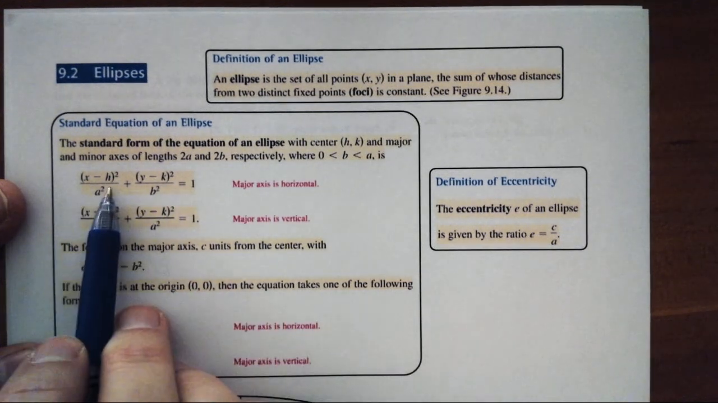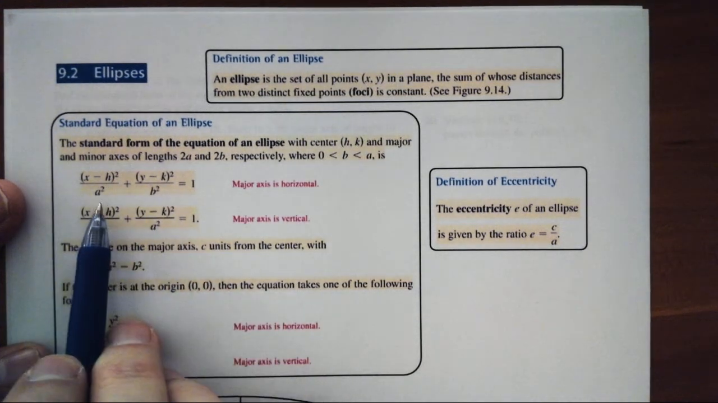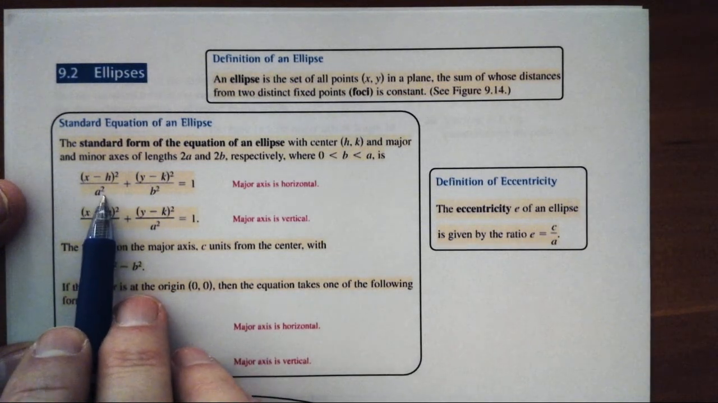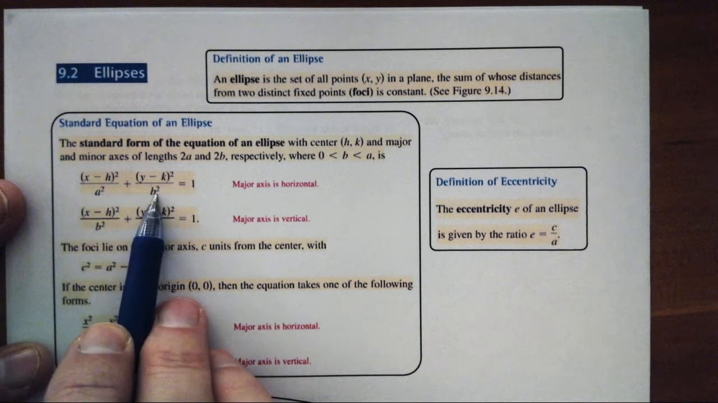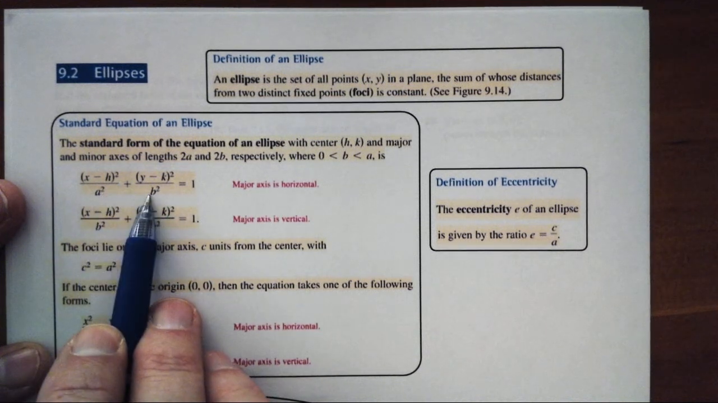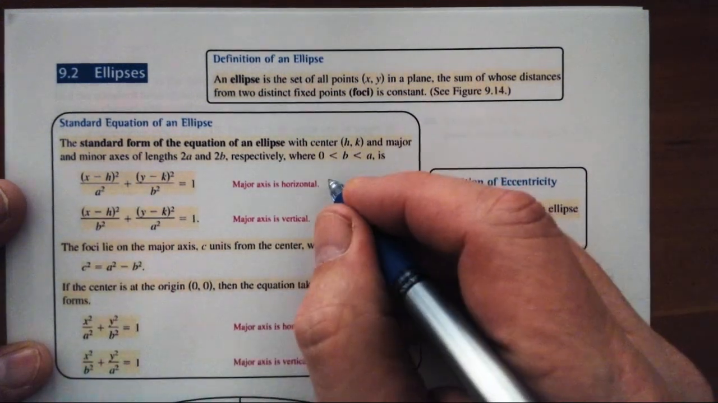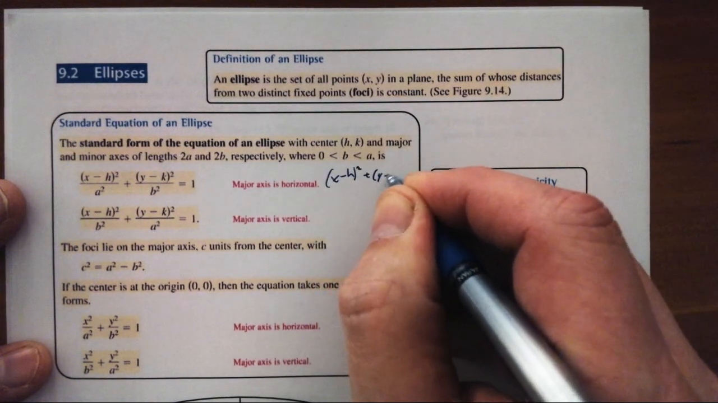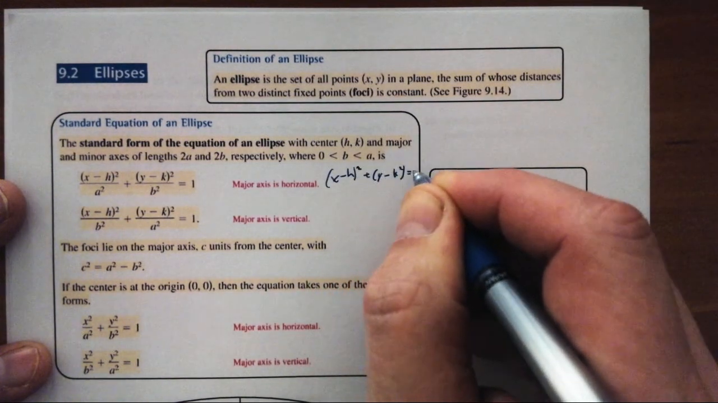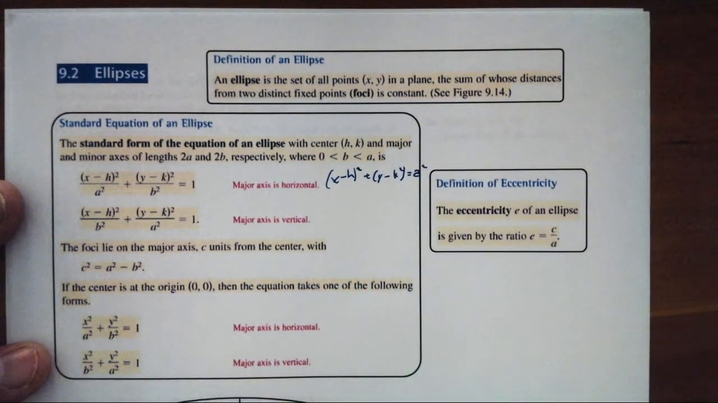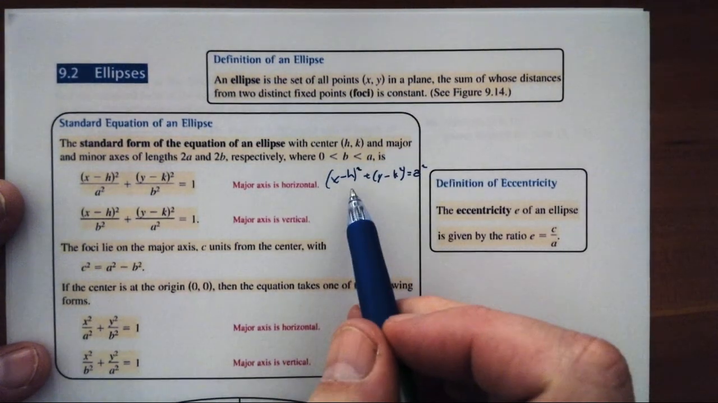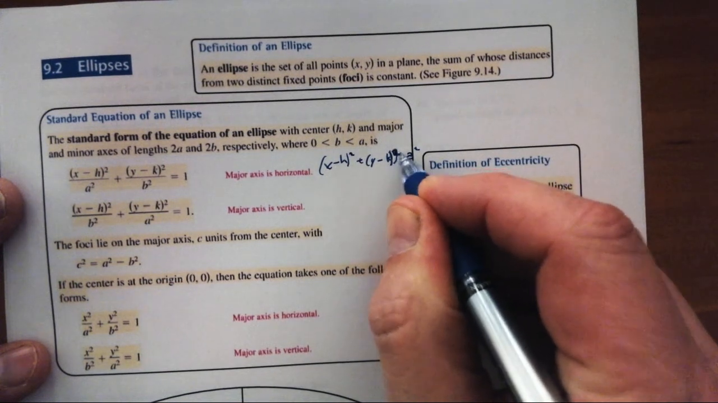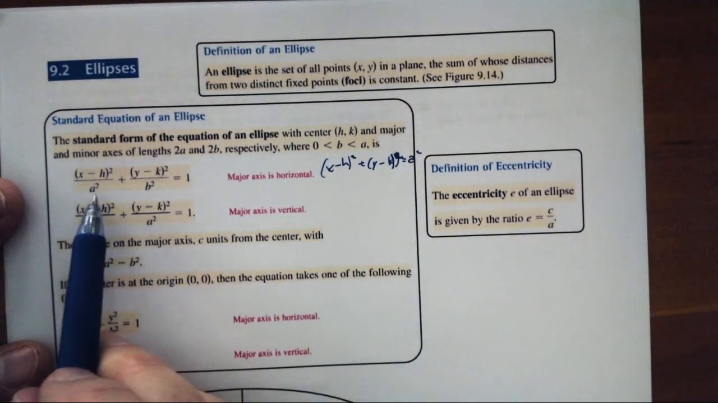It looks like this, where (h, k) is the center. If you could imagine for a moment that these were both a, and I multiplied both sides by a squared, I would get (x minus h) squared plus (y minus k) squared equals just a squared. And if we had that, we'd recognize pretty quickly, hey, this is just in the form of a circle. So this is a circle.